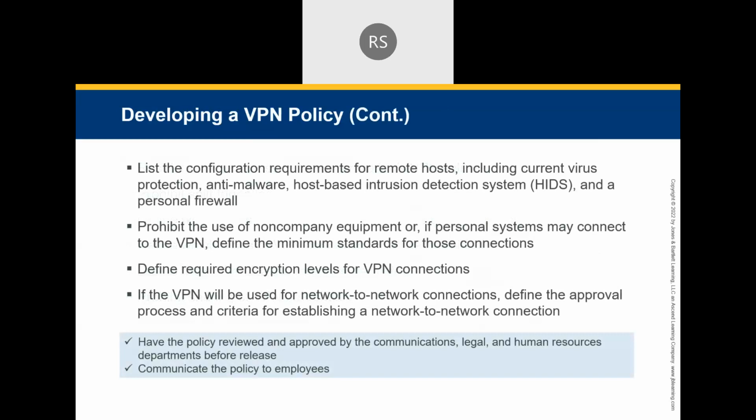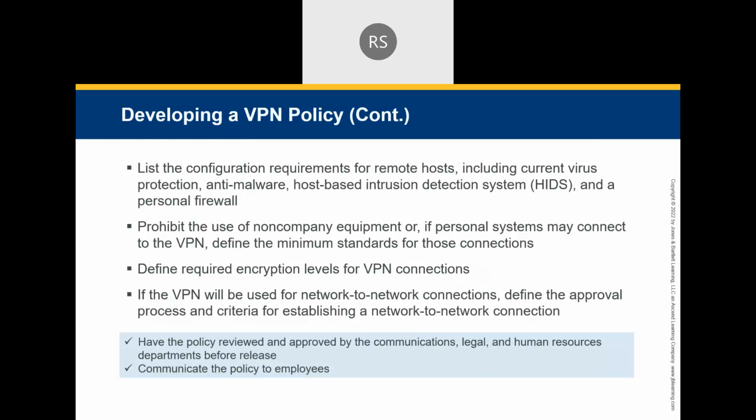You also want to specify the mandatory configuration requirements for the remote hosts that are connected to the VPN. This includes the necessity of having up-to-date antivirus protection, anti-malware software, a host-based intrusion detection system, and a personal firewall that is enabled. You also want to prohibit the use of personal or non-company equipment for VPN connections, unless this is explicitly permitted.